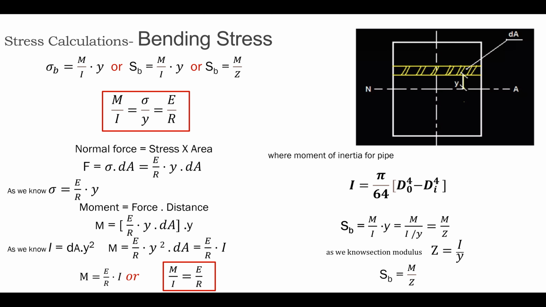So sigma B is equal to M over I into Y. We can write it like this as well, right? So I over Y is equal to the section modulus, as we know. So sigma B is equal to M over Z. So we have proven all these equations. Sigma B, which is bending stress, is equal to M over I into Y, or sigma B is equal to M over Z, or M over I is equal to sigma over Y, which is equal to E over R. So we have calculated all these values.